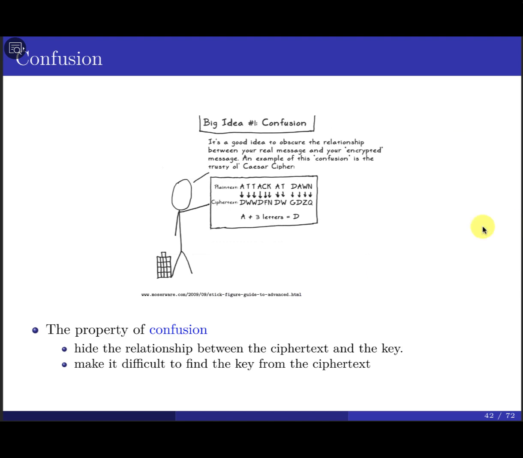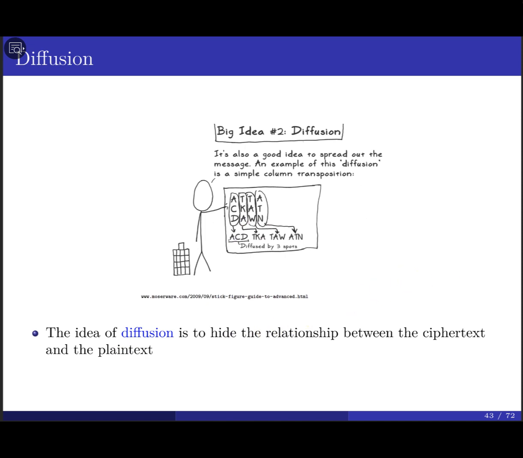This is the confusion. The diffusion is the idea of hiding the relationship between the ciphertext and the plaintext. So what does that mean here? That means if you change one character in the plaintext, this should affect many characters in the ciphertext. So that's the goal we try to achieve: a little change in the plaintext is going to result in a big change in the ciphertext.